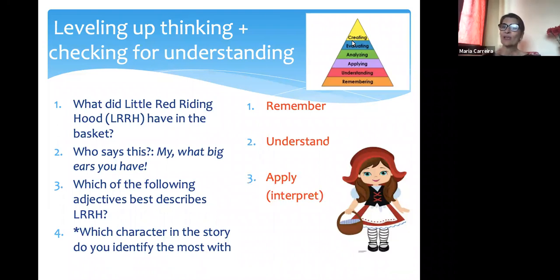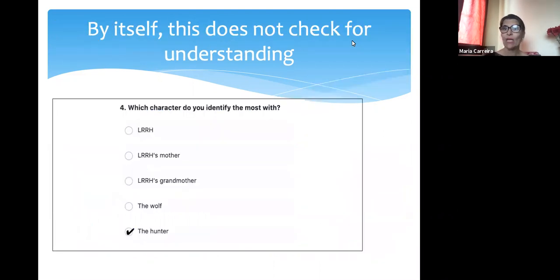So it's at a deeper level than remembering. The third question involves applying or interpreting the character's words or actions to find an adjective that applies to them. And finally, the fourth question involves analyzing or comparing, identifying with a character. You will notice that the fourth question has a little asterisk. The reason for this is that I want to point out that this question by itself does not check for understanding. For instance, I could check off the hunter as being the character I am most identified with.